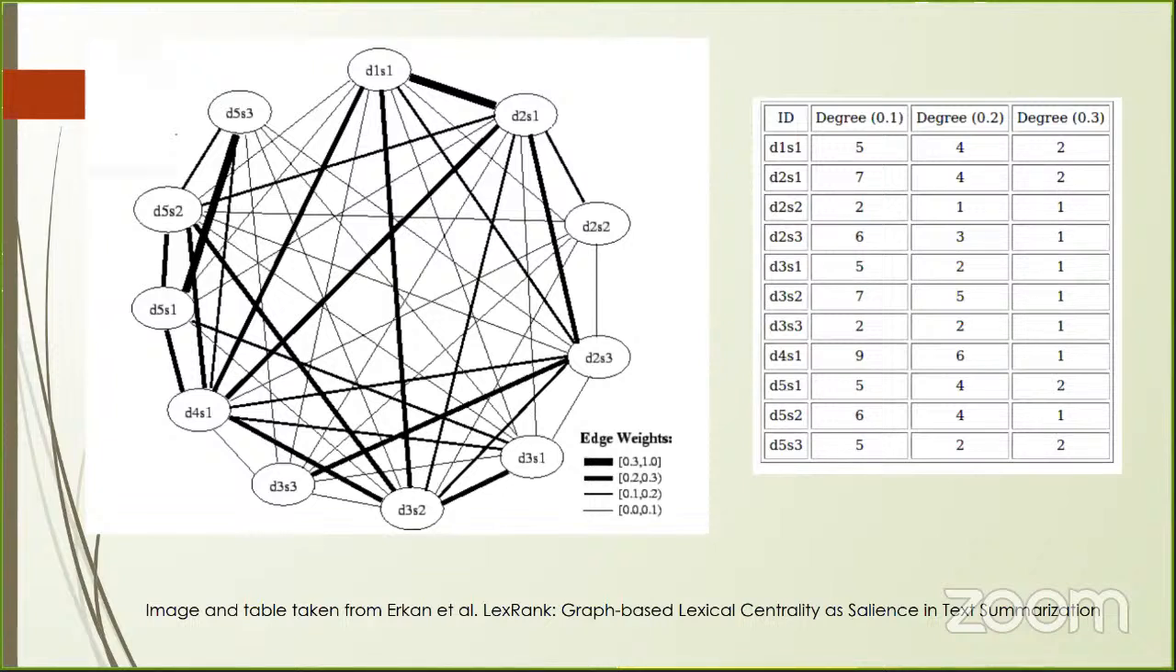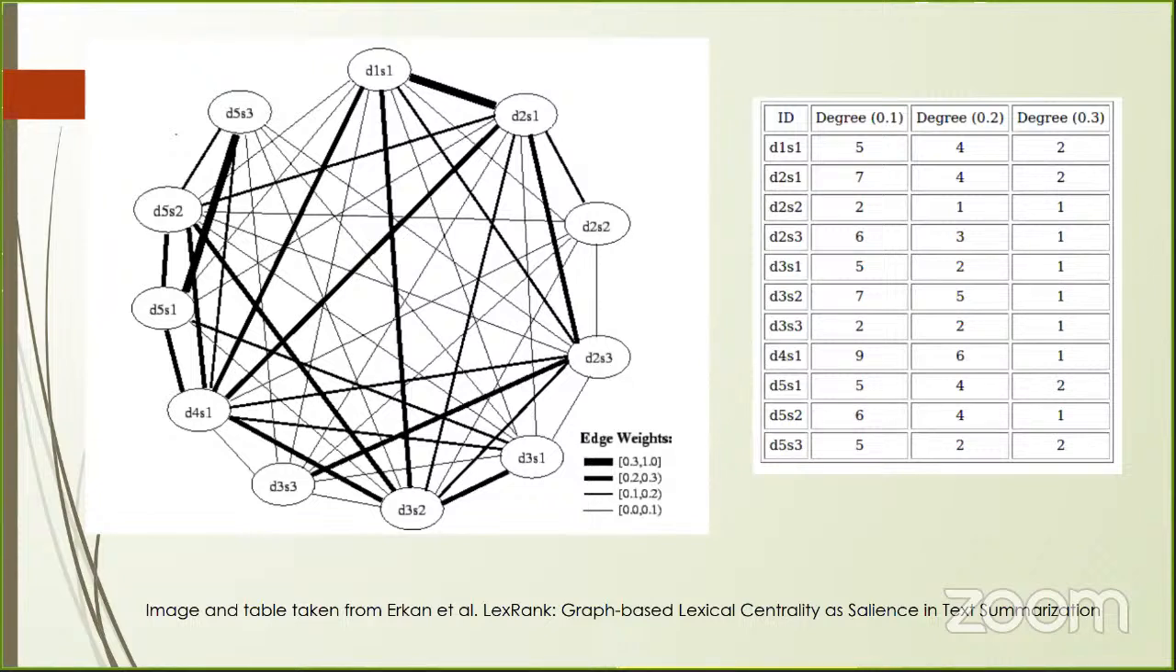Just compute the edges. So for example, if we choose 0.3 as threshold to make things simpler, we only consider the edges which have more than 0.3 similarity. So D1, S1 will have two such edges, one between D1, S1 and D2, S1. The other one is with itself. So remember, we are taking all pairwise similarities. So these edges to the nodes themselves are not shown, but they exist.